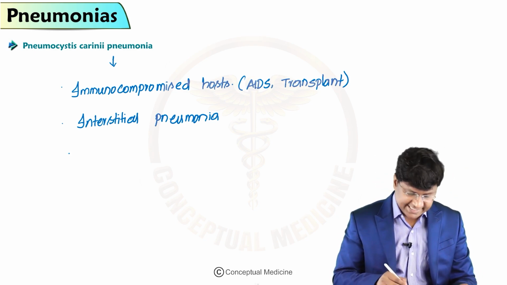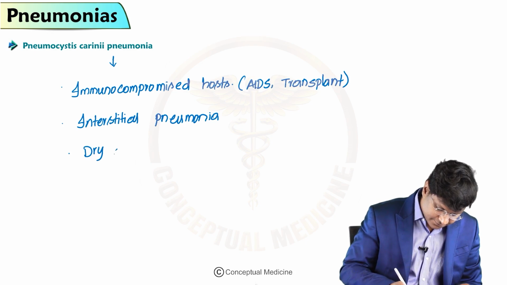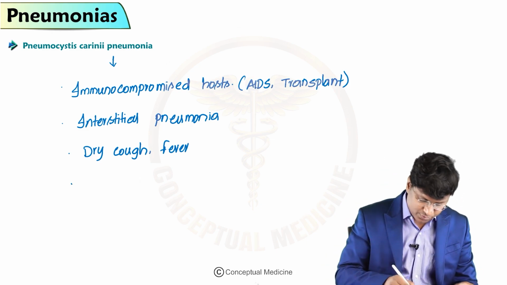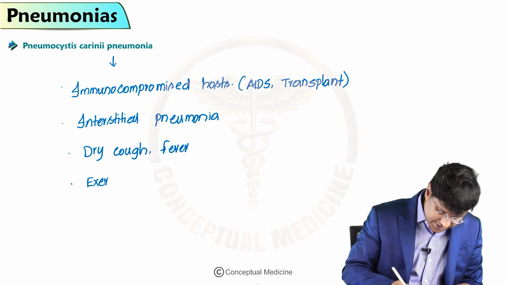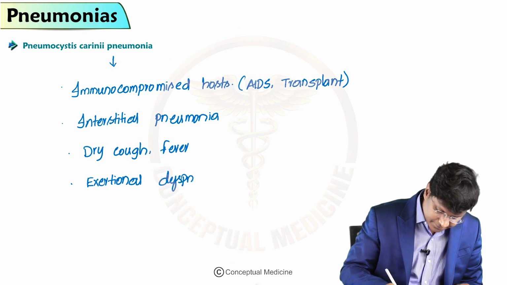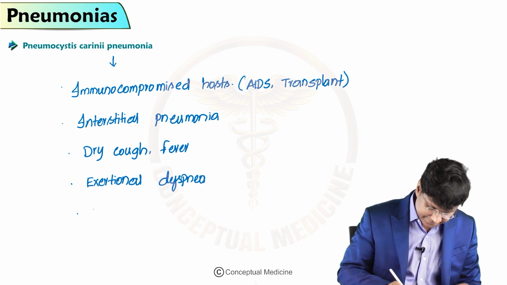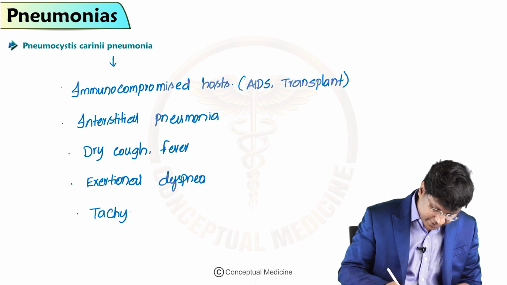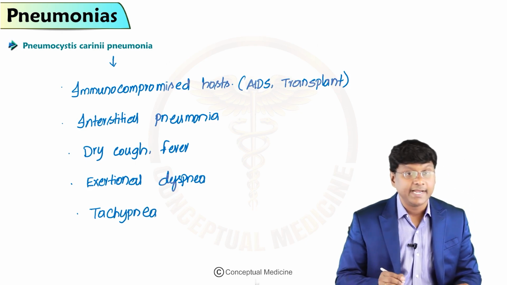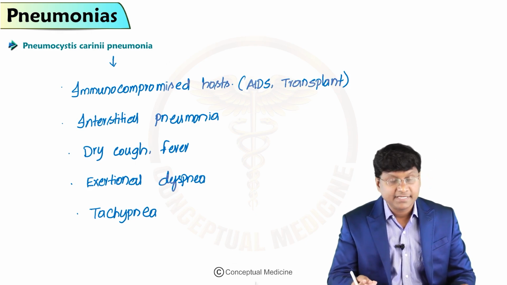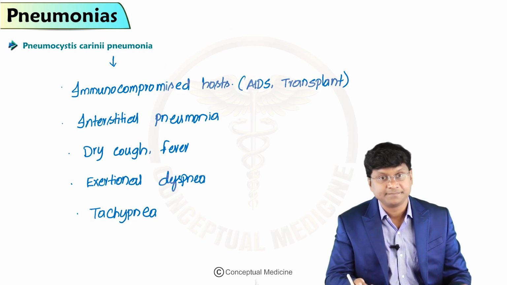Third, it presents as dry cough. The individual also has fever and exertional breathlessness. This is a very important point related to PCP pneumonia. And when you examine the respiratory rate in these individuals, they'll have tachypnea. The respiratory rate is increased. And how will you diagnose Pneumocystis jirovecii pneumonia? Either by sputum examination or by chest X-ray.